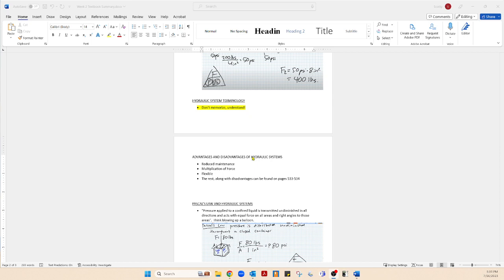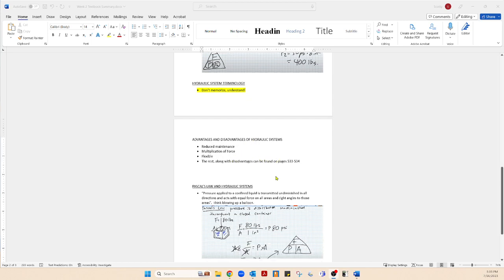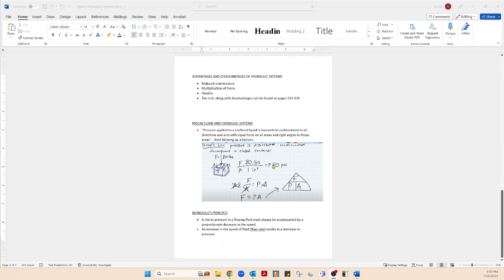The rest of the advantages can be found along on those pages I got listed, 533, 534, along with the rest of the advantages along with disadvantages. It's messy if it leaks. It's EPA issues at stake. So it does have some disadvantages. Please look over those. And Pascal's law in particular, it's really brief.